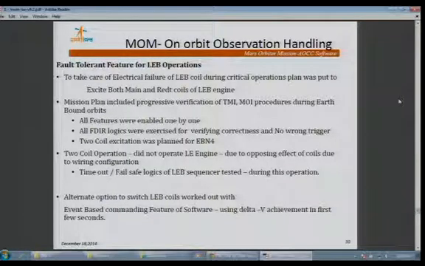The important part is that a lot of autonomy logics, like timeout logics and fail-safe logics of the LEB sequencer for bringing in the other attitude thrusters, like thrust level augmentation logics, were verified during this operation. But to come over the situation, the event-based commanding feature of the software was used. The alternate option was worked out using this event-based commanding, and by seeing the delta V achievement, the function of the coil was checked, and switching to the redundant coil was worked out as event-based commanding. This is a very good input, a very good handle we got for the autonomy function.